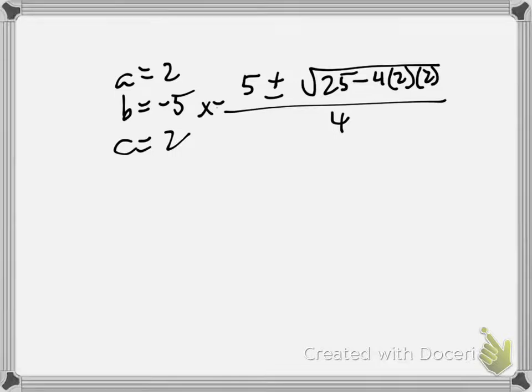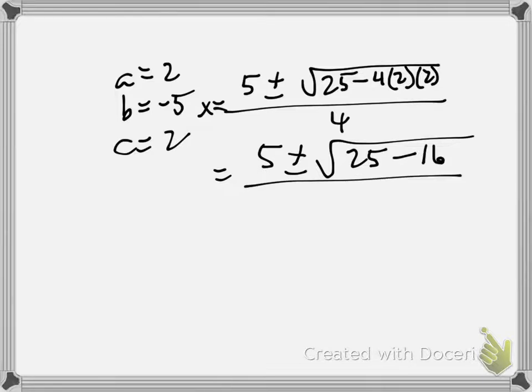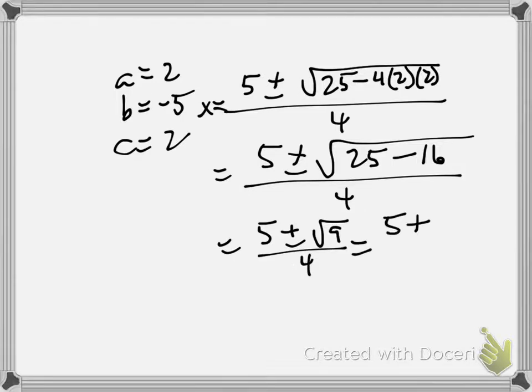So x equals 5 plus or minus the square root of 25 minus 4 times 2 times 2, which is minus 16. Oh, this works out nice. 5 plus or minus radical 9 over 4. Okay, so that's 5 plus or minus 3 over 4. So 5 plus 3 is 8, divided by 4 is 2. 5 minus 3 is 2, divided by 4 is 1/2.